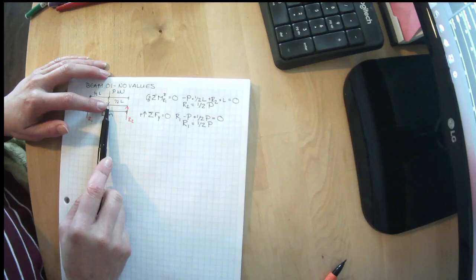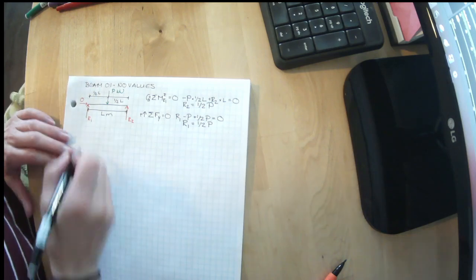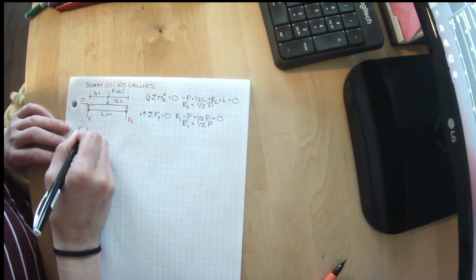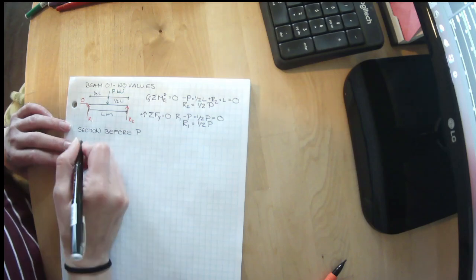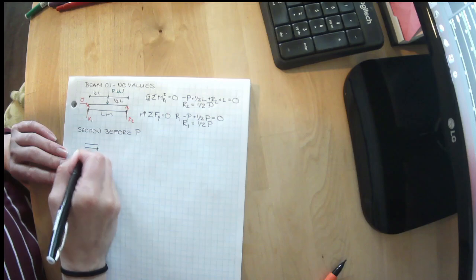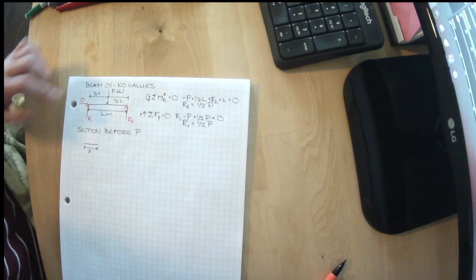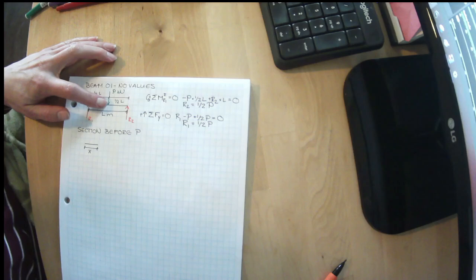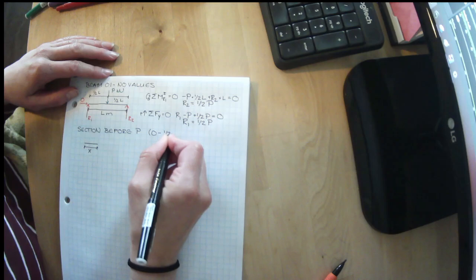And then, what if we did the same thing over here? Anywhere between here and here, we used a placeholder X to make a cut. So let's try that. Let's do the section before P. We're going to make a cut right here, but we don't know where exactly this cut is. It's cut X. Somewhere along there, it could be almost zero. It could be almost half of L. So this is between 0 and 1/2 L.